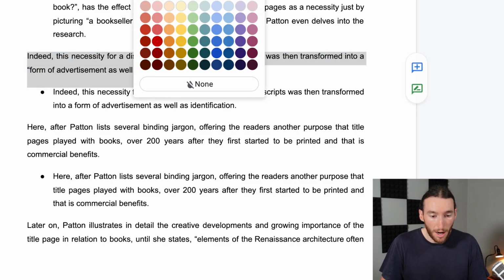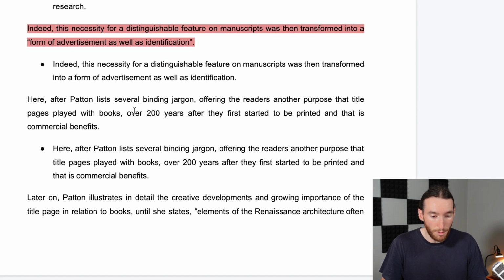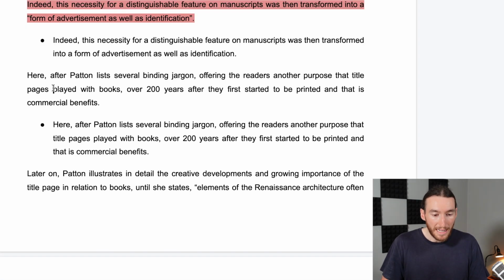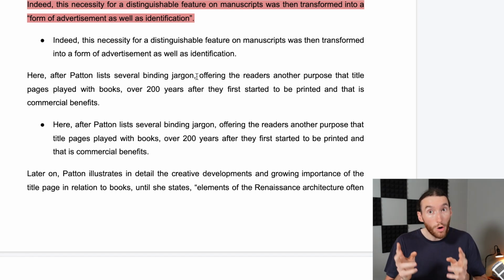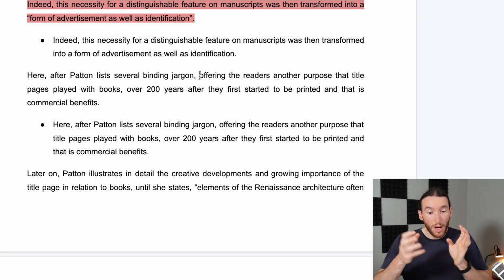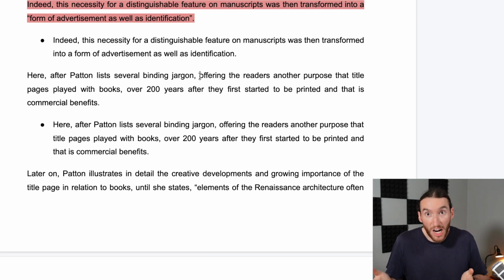But as I've said, I actually would omit this sentence. Waste of words, waste of time. Next one. Here, after pattern lists several binding jargon, where's the binding jargon? Are you going to give me the example? No quote to back this up. It definitely should have included a quote with the list of binding jargon.